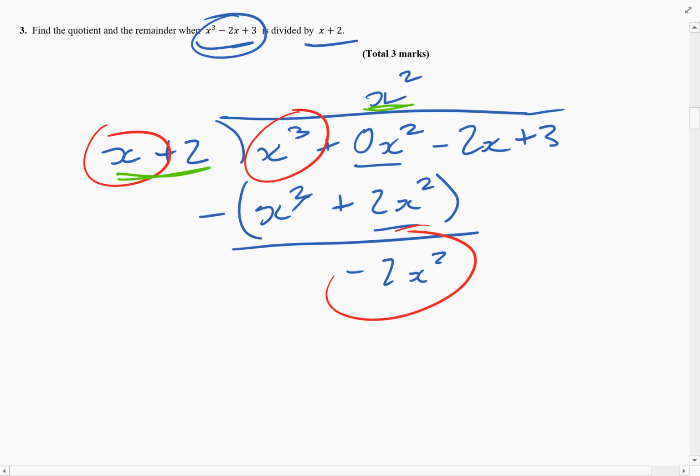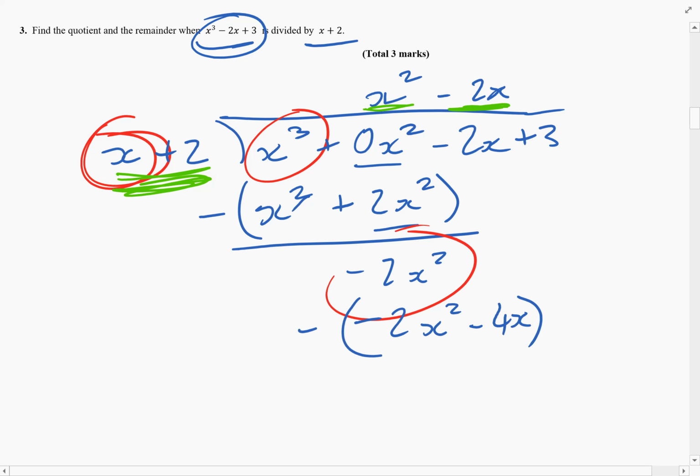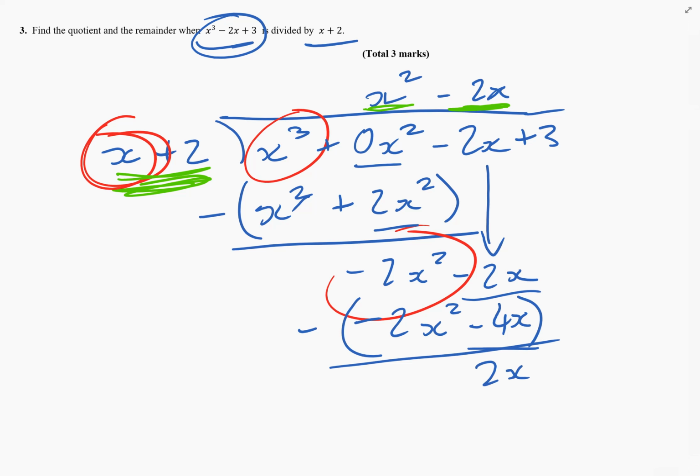Now we want to divide this by the x, so that will give us minus 2x. Now we're multiplying this by all of this, so that will give us minus 2x squared minus 4x, and we can bring that minus 2x down. So we've got minus 2x minus minus 4x, so that will give us a plus 2x. Divide that by, so now we're doing this divided by this, so that's going to give us a plus 2.